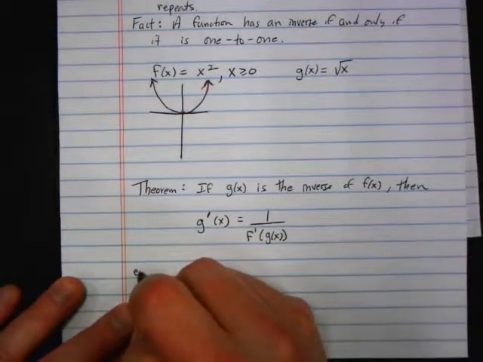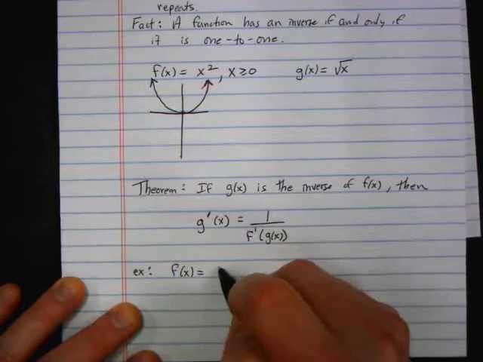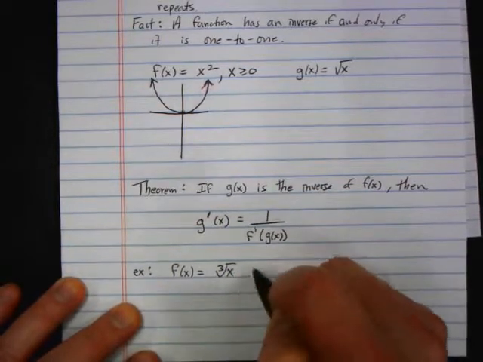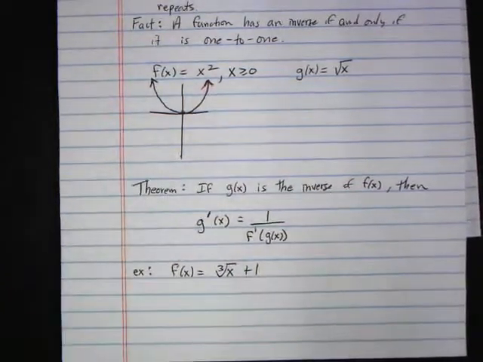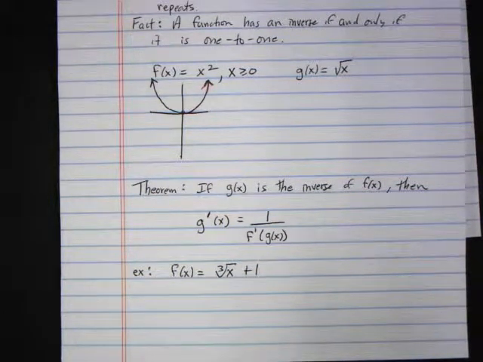All right, so here's an example. Let f of x equal the cube root of x plus 1. Is that function one-to-one? Yes, why? Because I know what it looks like. And what does it look like?